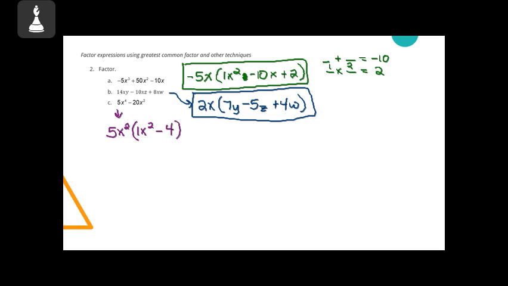When I'm left with 2 terms, I have to see if this is a special case. So we either have perfect cubes or perfect squares. 1x squared and 4 are perfect squares. So we have a difference of squares here. And the way we did those is 1 was plus, 1 was minus. So x squared is x times x. 4 is 2 times 2. And when it's a difference, 1 gets a plus, 1 gets a minus.